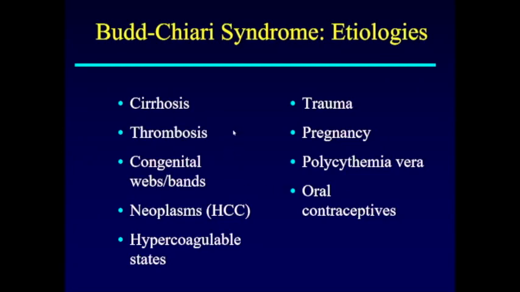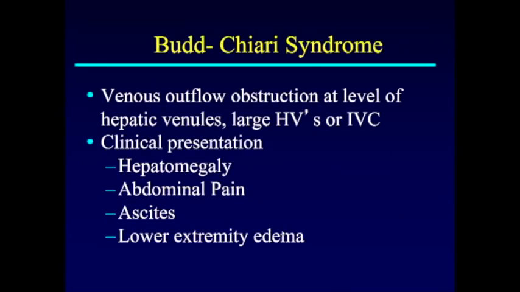Moving on to Budd-Chiari syndrome, again, multiple etiologies. Some of them are very similar to those of the portal vein thrombosis, so cirrhosis, thrombosis of the portal vein, and then important congenital webs or bands within the veins, neoplasms, and then you can read the rest of the list.